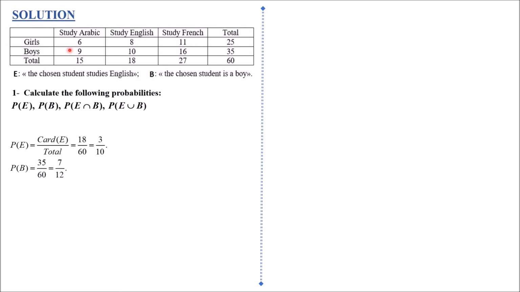Probability of B, similarly, here this is the event B. We have 35 boys, therefore it's 35 out of 60, which is equal to 7 over 12. Probability of E intersection B: this is the English event, this is E, so I will put here E and B for boys, and here is the event B.